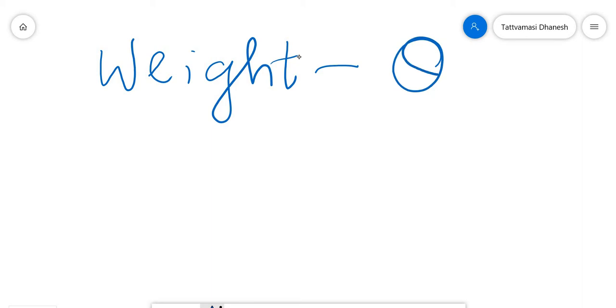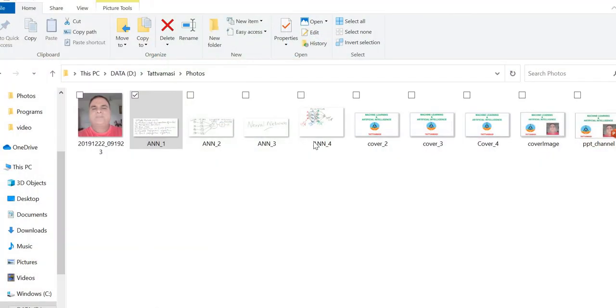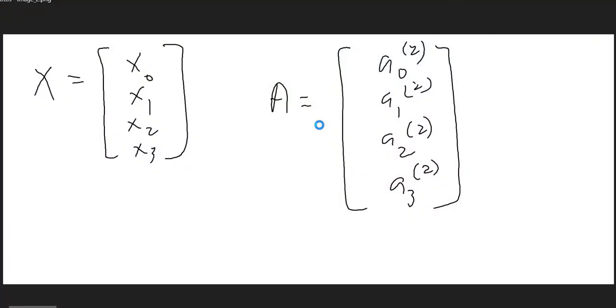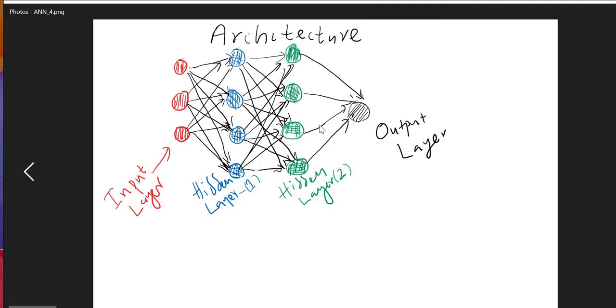So the weight between input and hidden layer will represent a 3x4 matrix. Is it right? In the last video I told you about the black arrows in the model. Let me show you that picture. This is the picture we used for the neural network model. This is the architecture. The red circles represent the input layer. Here we have hidden layers. In the model we are currently discussing, there is only one hidden layer.